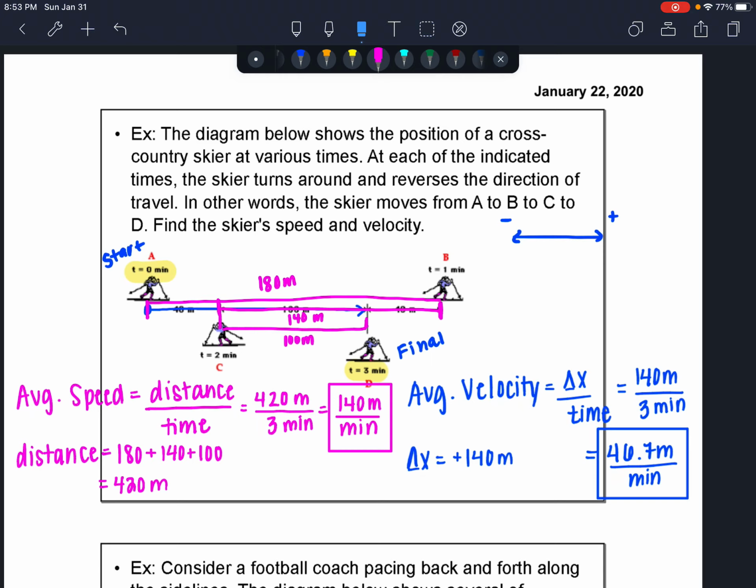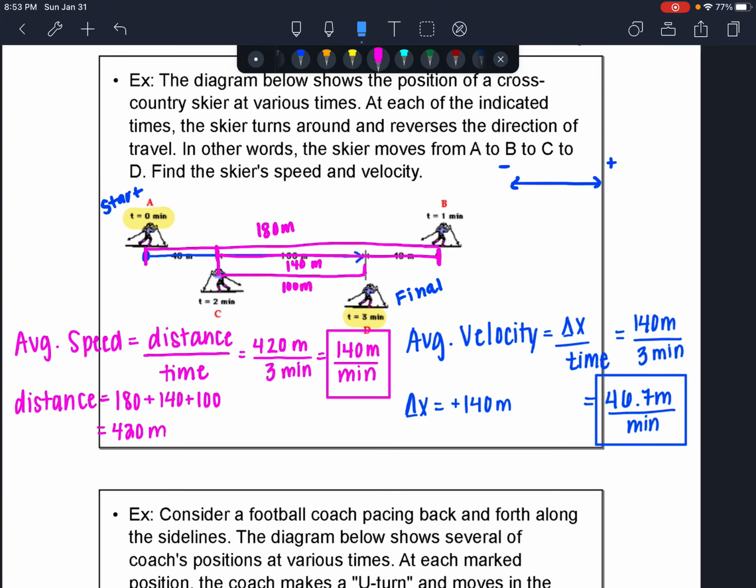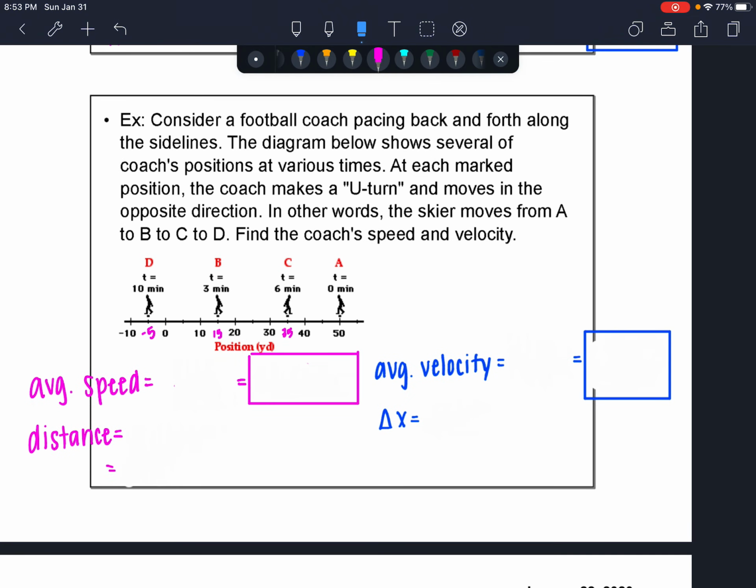So looking at my average speed versus my average velocity, I notice that there's a drastic difference in the magnitude of these two quantities. It seems like, according to my average velocity, this cross-country skier is moving a lot slower than they actually were, according to the average speed. So in this instance, it would probably be more beneficial for me to refer to my average speed to describe the motion of the cross-country skier than it would be to refer to my average velocity. That being said, let's move on to another kind of problem.